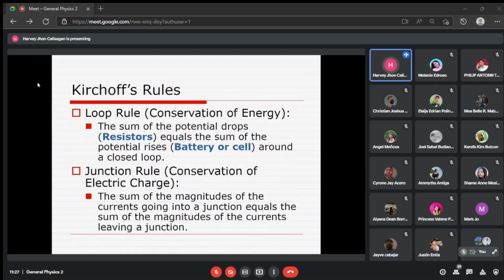Why do we need the junction box? The junction rule means it is also the conservation of electric charge. So let's talk about the flowing of these electric charges.